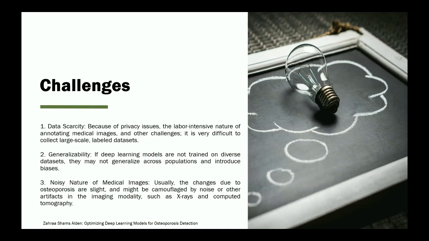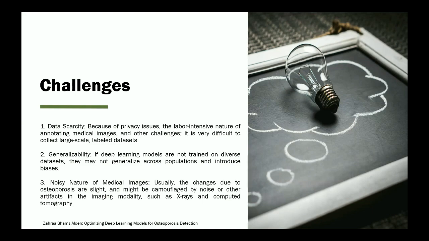For generalizability, we can see that deep learning models are not trained on diverse databases, and this lack of generalizability can lead to misdiagnosis, especially if the models are applied to a specific region or population.